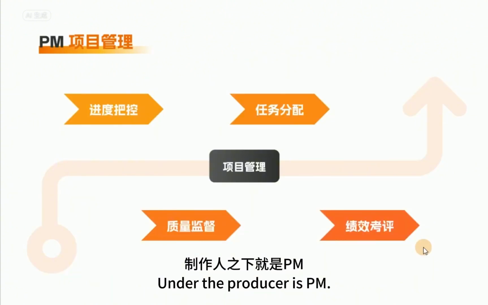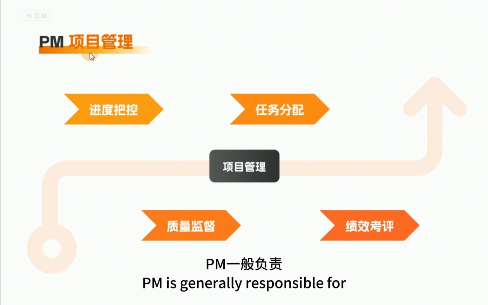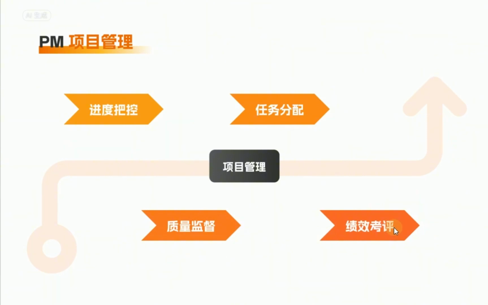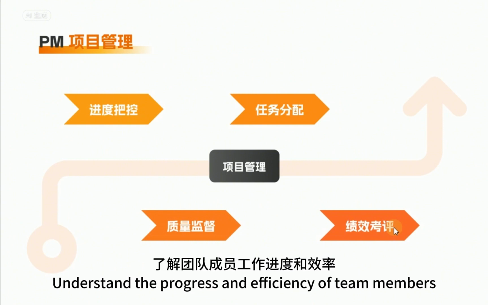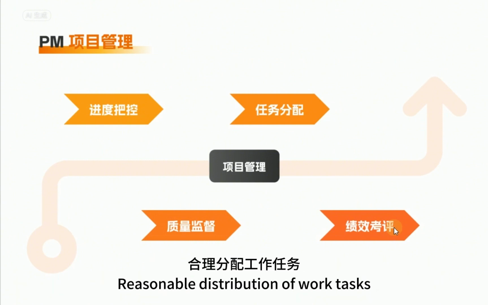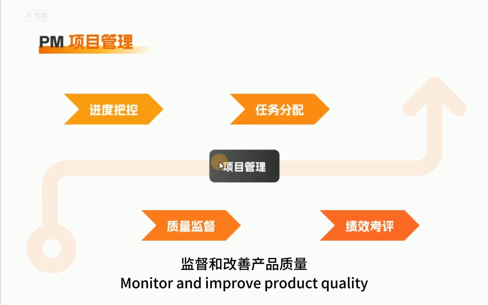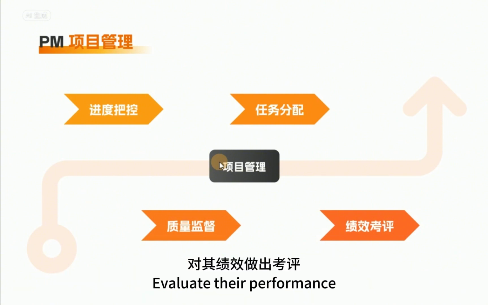Under the producer is the PM, the project manager. From the job title, everyone knows the responsibilities of a PM. A PM is generally responsible for progress control, quality management, and performance appraisal. Progress control includes monitoring and managing the progress of the entire project, understanding the progress and efficiency of team members, reasonably distributing work tasks, and developing a work plan. Quality management is to monitor and improve product quality. Performance evaluation is to evaluate team members based on their performance.